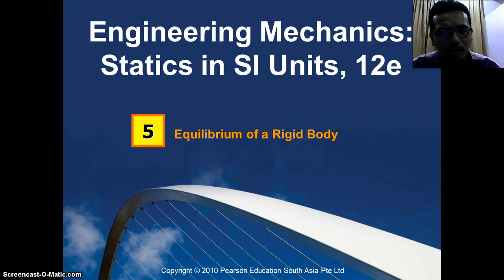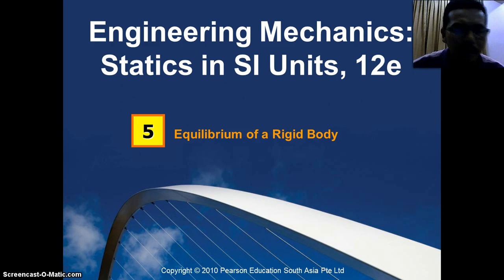So now we move to a new chapter, equilibrium of a rigid body. Before this, we have learned equilibrium of a particle. Now we are learning equilibrium of a rigid body, because in the beginning of the chapter in statics, we analyze our problem. Statics can be idealized as a particle and also a rigid body.